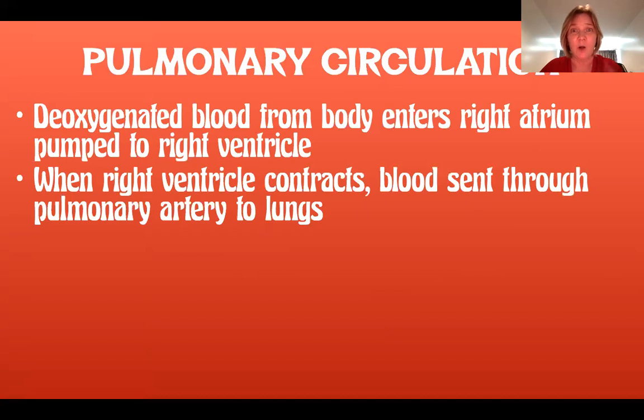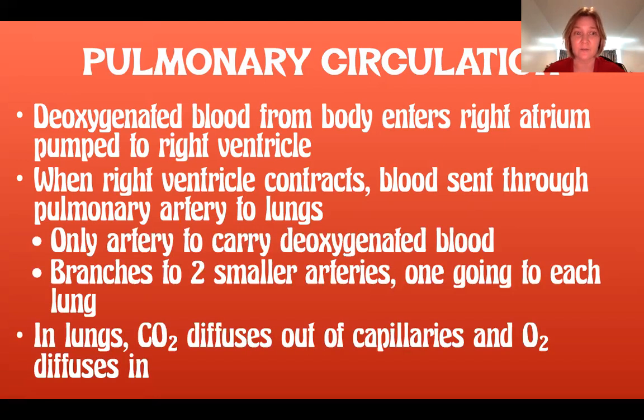Anyway, so let's look at pulmonary circulation specifically. This should review what I talked about in the first video of how blood is pumped through the heart. Deoxygenated blood from the body enters the right atrium through the inferior and superior vena cava. It goes into the right atrium and then is pumped through the tricuspid valve into the right ventricle. When the right ventricle contracts, blood is sent through the pulmonary artery to the lungs.